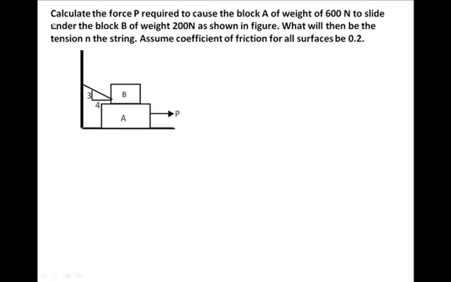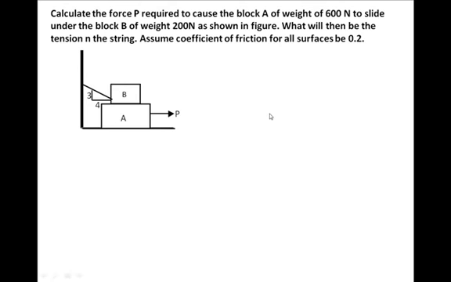in the next problem. It says calculate the force P required to cause block A of weight 600 Newton to slide under block B of weight 200 Newton as shown in the figure. What will then be the tension in the string? Assume coefficient of friction for all surfaces to be 0.2. Alright.